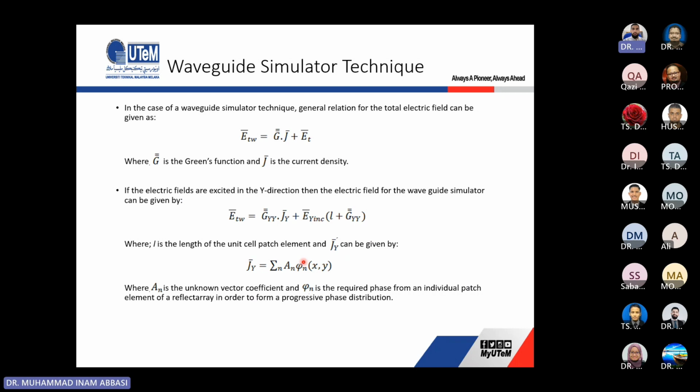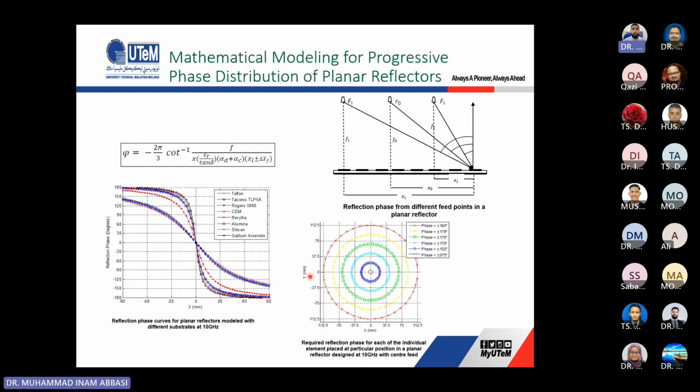Phi n is the phase response of each element. For the phase response of each element, we did mathematical modeling in MATLAB for different materials, and we can see that we can get reflection phase curves like this. So from here we know how we are going to place the elements in the array environment.